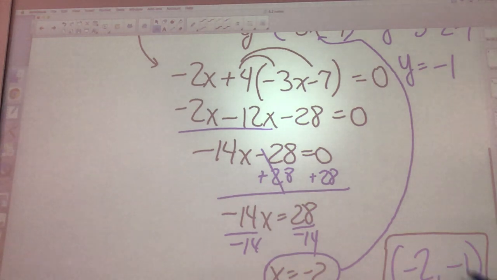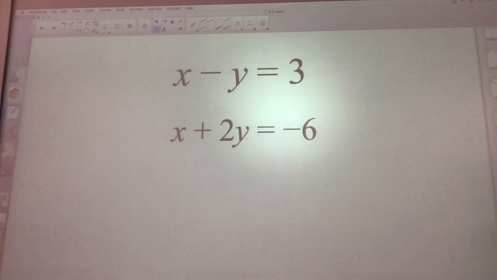In order, x first, then y. Let's try another one. X minus y equals 3, x plus 2y equals -6. Write it down.